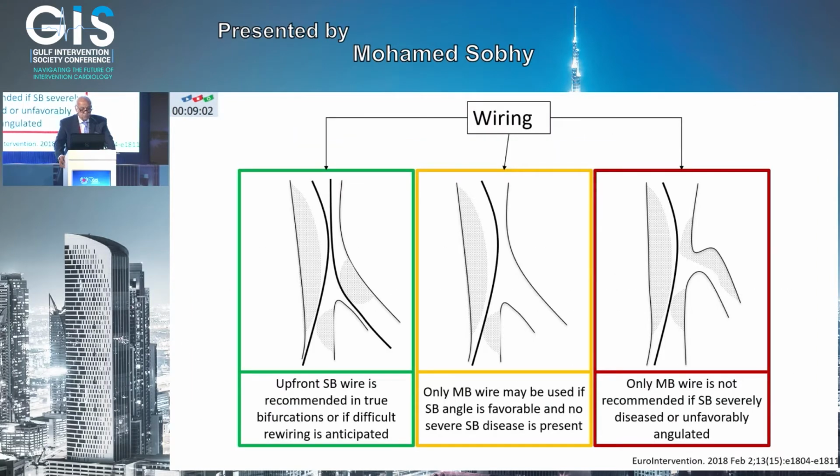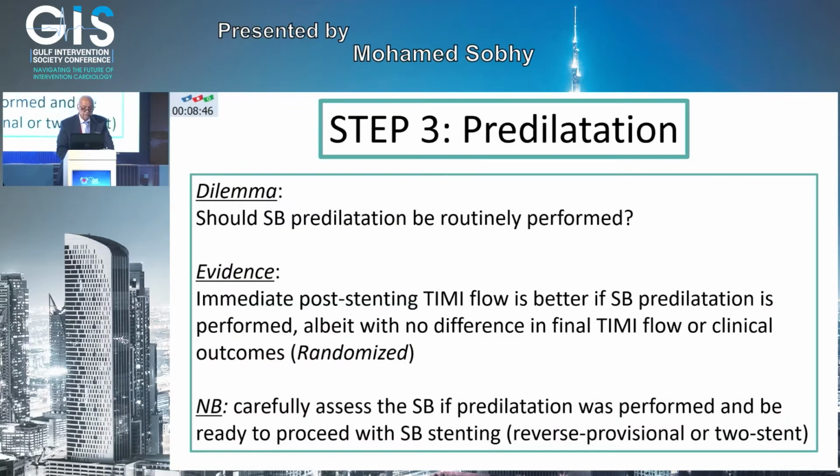Upfront side branch wiring is recommended in true bifurcation or if rewiring is difficult. Only main branch wiring can be used if the side branch angle is favorable and there is no severe disease. Don't wire the side branch. Only main branch wiring is not recommended if the side branch has severe disease or is unfavorably angulated.